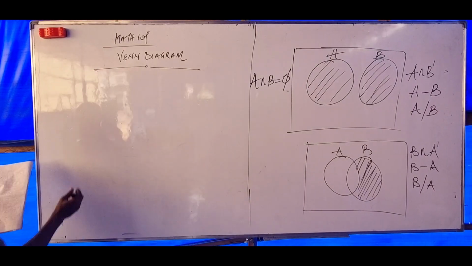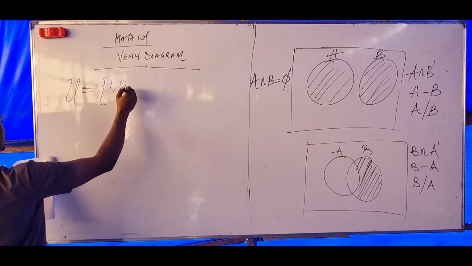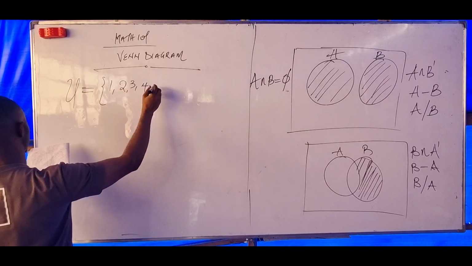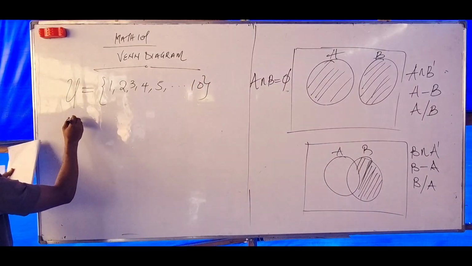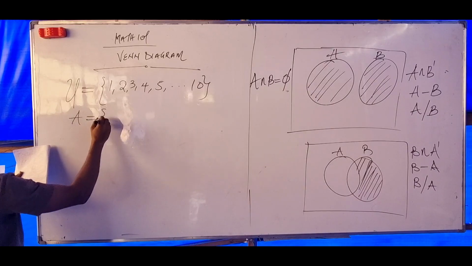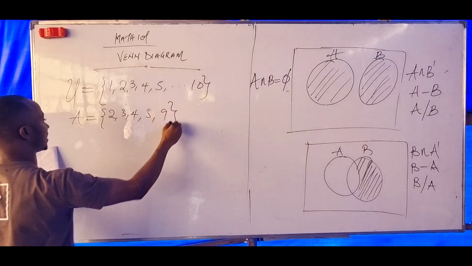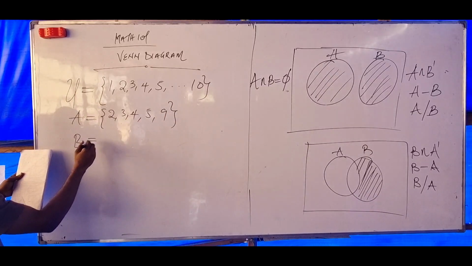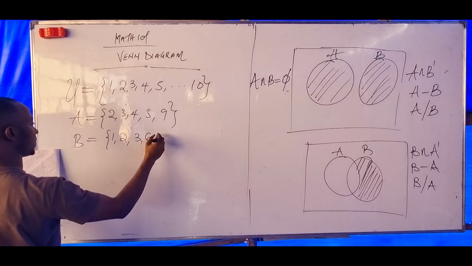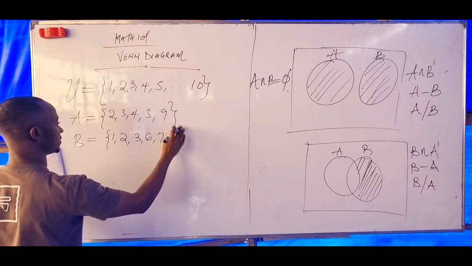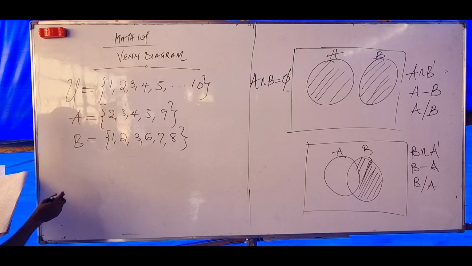Now listen. We are given that the general set is 1, 2, 3, 4, 5 to 10. Set A, or subset A, is 2, 3, 4, 5, and 9. Subset B is 1, 2, 3, 6, 7, and 8. Then the first question says, number 8 and 9.